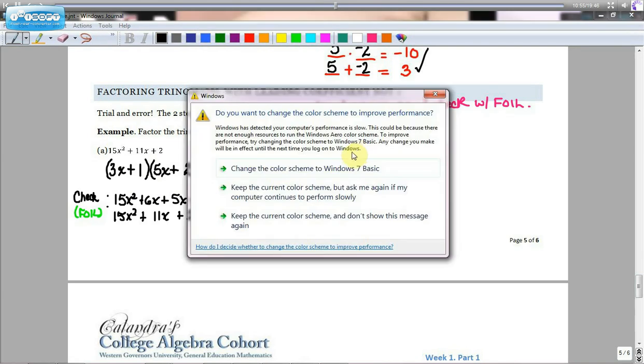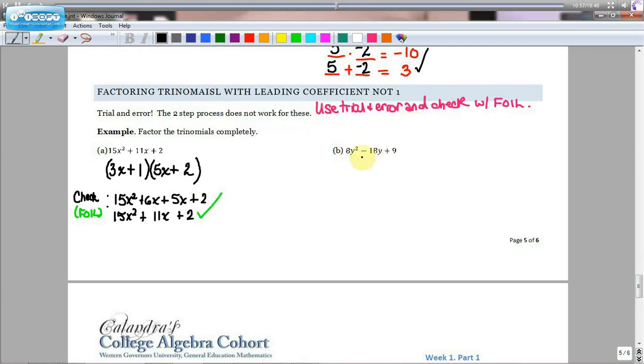Okay, so with part B, again, our leading coefficient is not 1, so we're going to have to use trial and error. Okay, so I know that I'll have a y and a y. So I need two numbers that multiply to give me 8. Okay, so we may try a 2 and a 4. Could have tried an 8 and a 1. Okay, lastly, I need two numbers that multiply to give me a positive 9. So 3 times 3 is 9.